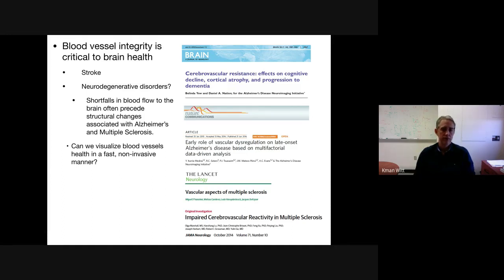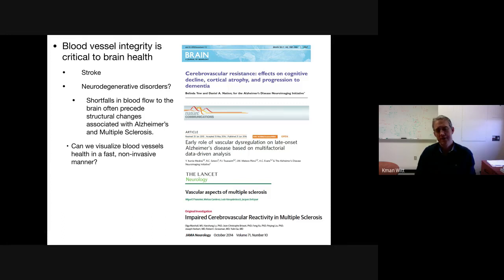Now, stroke has been known for a long time, and there are many studies pointing at the role of the vascular system in people who are more likely to suffer from stroke. That's not so much what we do.